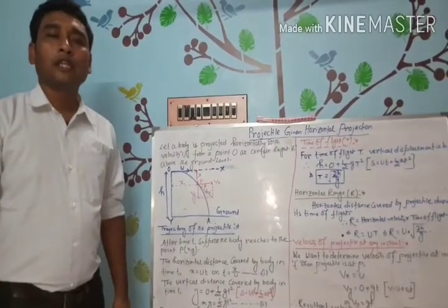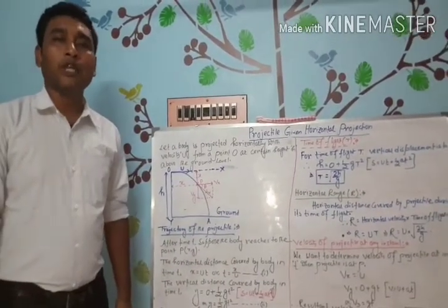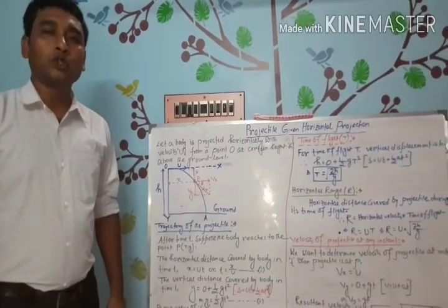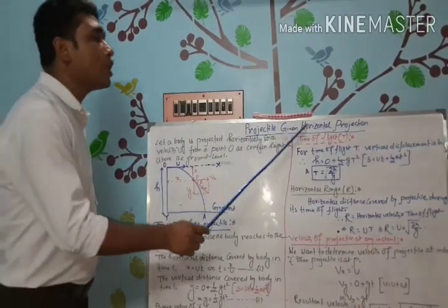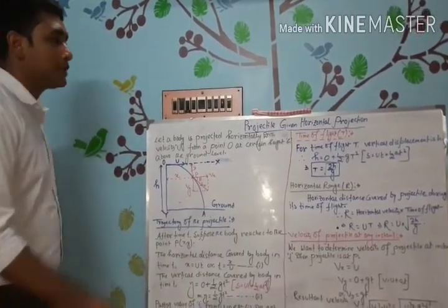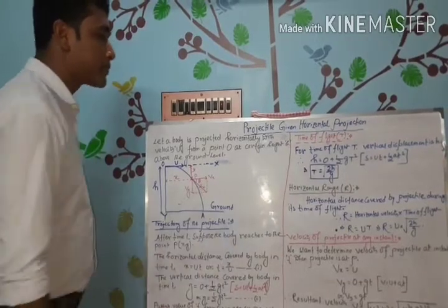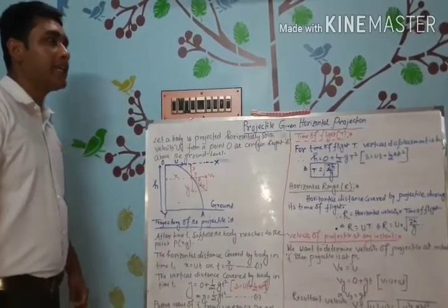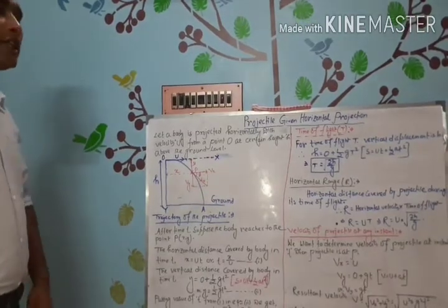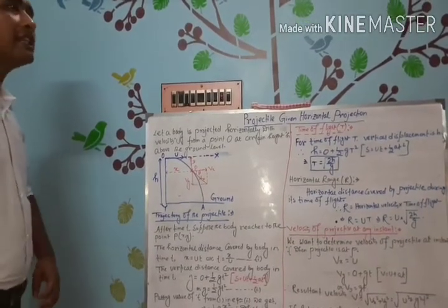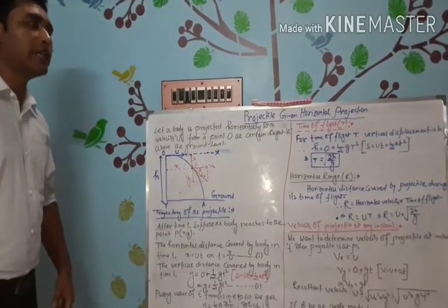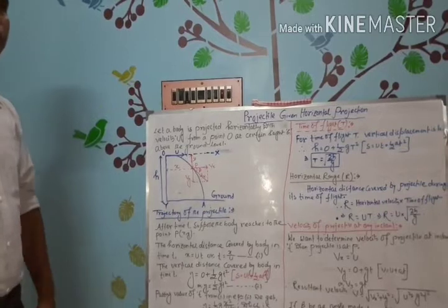Students of 11th Science, today we discuss another type of projectile motion known as projectile given horizontal projection. First, we have to know what we mean by horizontal projection. Whenever a body is thrown horizontally with a velocity from a point at a certain height from the ground level, then the projectile is known as the horizontal projection.